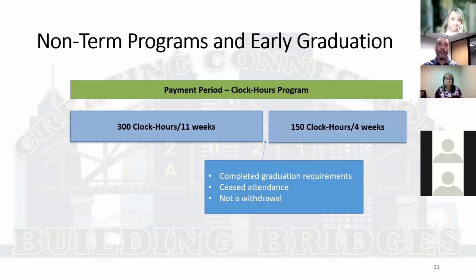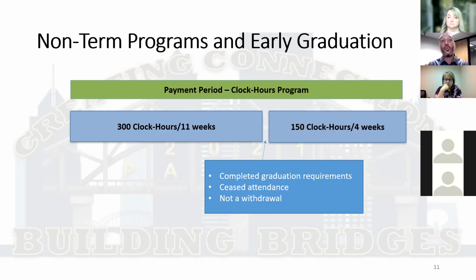So here's a quick example of this non-term clock hour early graduation payment period. We have 300 hours, 11 weeks. We have 150 in 4 weeks. The student successfully completes the program, meets all the requirements, and ceases attendance. It's not considered a withdrawal. However, if we paid it on that 150 to 300, we're going to have to readjust the Pell and readjust the Title IV loans down to what they actually did.